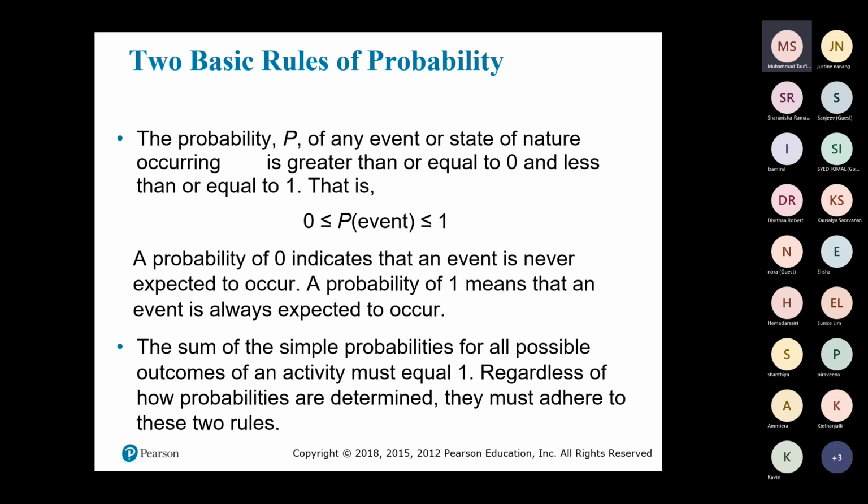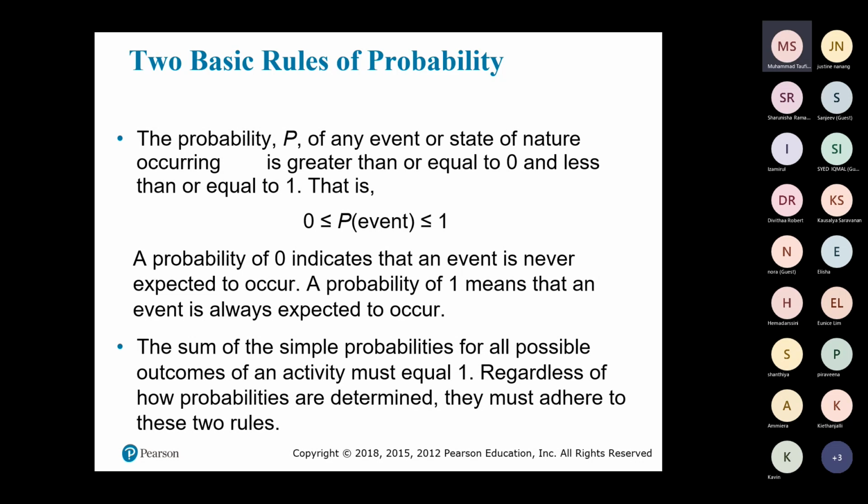The sum of simple probabilities for all possible outcomes of an activity must equal 1, regardless of how probabilities are determined. They must adhere to these two rules. The second rule is, for example, you go to the shop. What are the outcomes of your activity? Number 1, you go to the shop and then you come back safely. The second possible outcome is you go to the shop and you get into an accident.